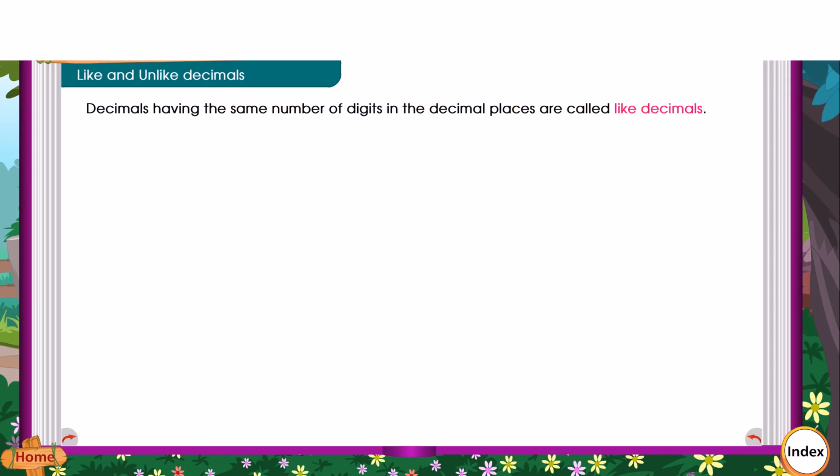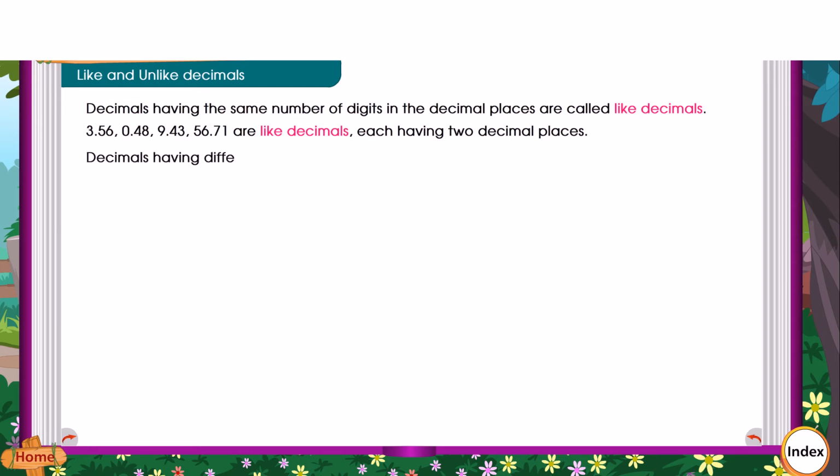Like and unlike decimals. Decimals having the same number of digits in the decimal places are called like decimals. 3.56, 0.48, 9.43, 56.71 are like decimals, each having two decimal places.